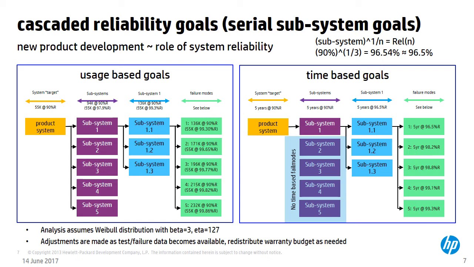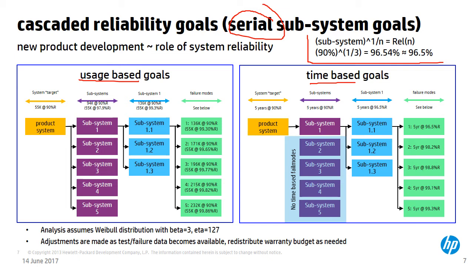But how do you actually go about determining the goals for each subsystem? As you go forward, you can see that it's a cascade, in this case a serial subsystem, which uses a simple power to determine what reliability will be. The nth reliability failure mode or subsystem determines what the actual percentage will be. In this case, we have both usage and time residing within the system.